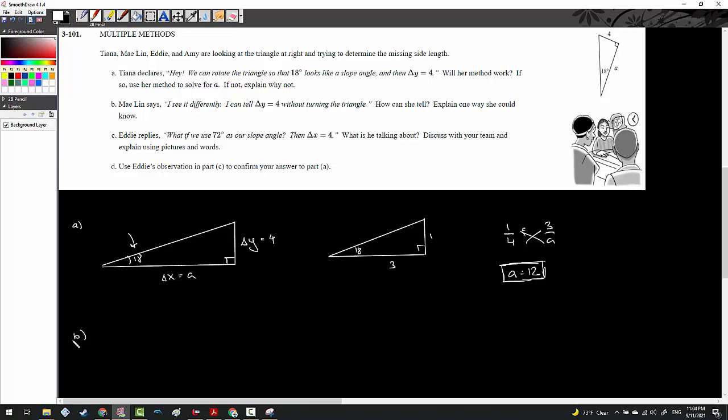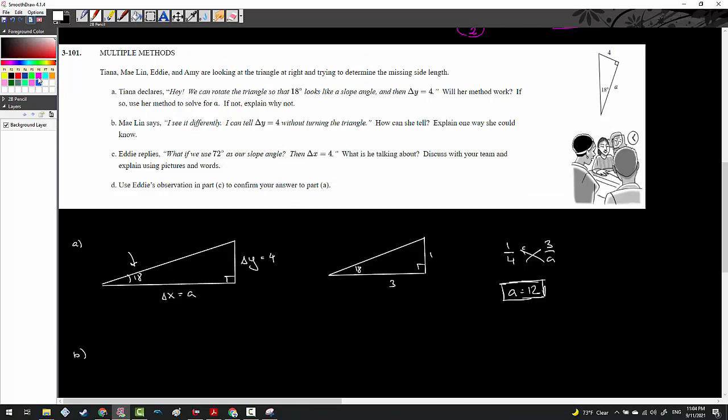Now, Mei Lin says I can see it a little differently. I can see delta y is equal to 4 without turning the triangle. How can she tell? Explain one way that she knows. Well, let's take a look at what Mei Lin is seeing here. She's seeing the location of the 4 with respect to the 18 degrees. Now, unlike Tiana, who needed to reorient the triangle so she could see the literal rise being 4, what Mei Lin is noticing is that every time you do one of these and you're looking for delta y over delta x, the slope ratio, this delta y always seems to be the opposite side from the angle. It always seems to be opposite of this angle here.